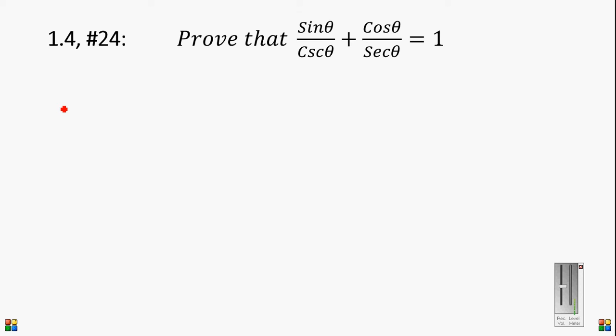So what we want to do here is prove that the sine of theta over the cosecant theta plus the cosine theta over the secant theta is equal to 1. So if we add those two results together, we should be equal to 1.